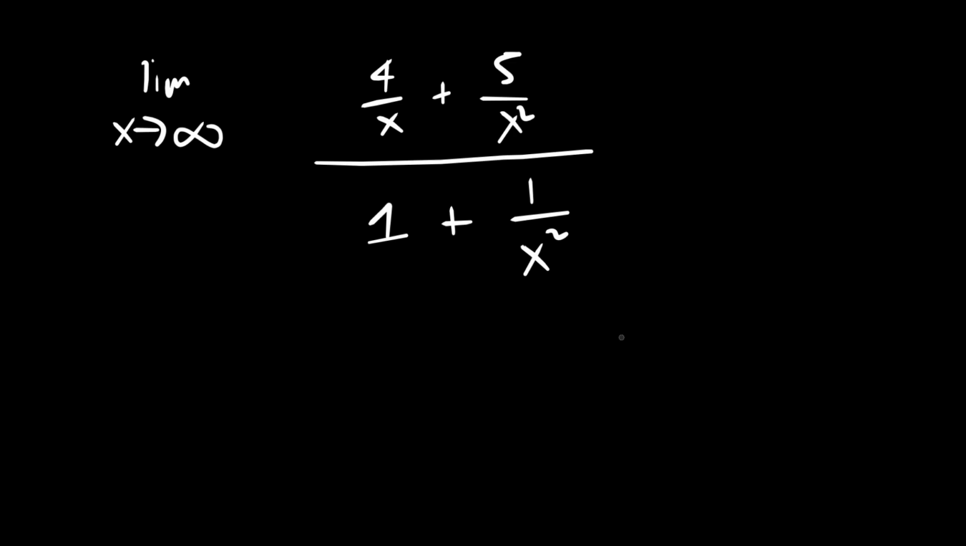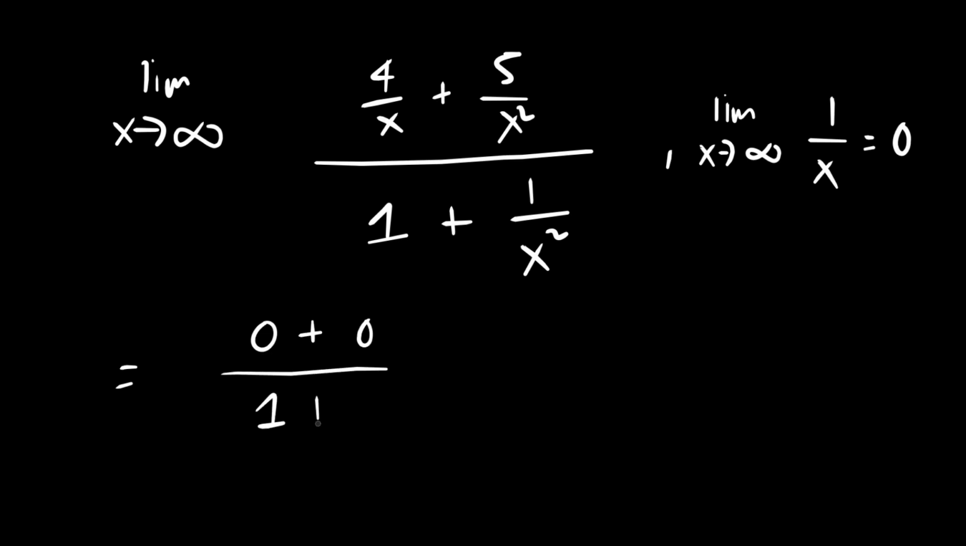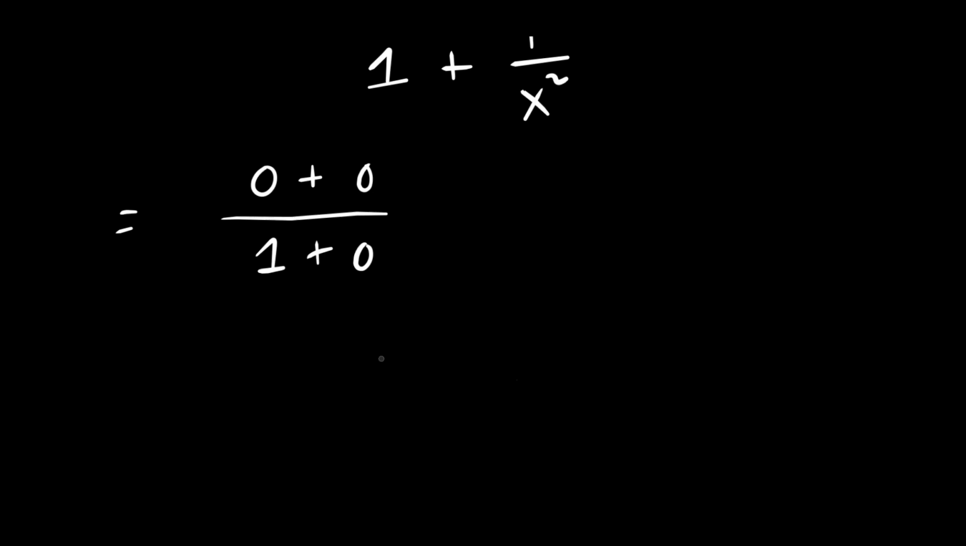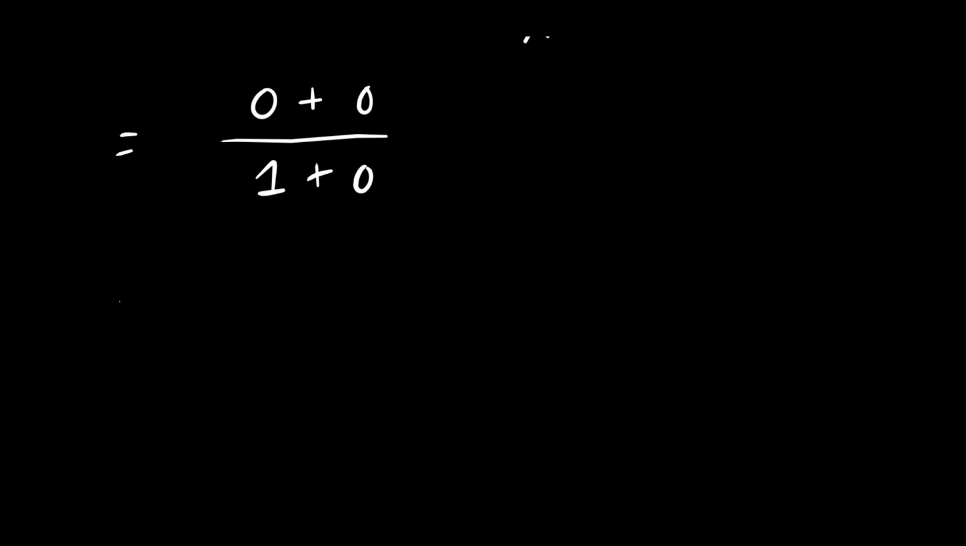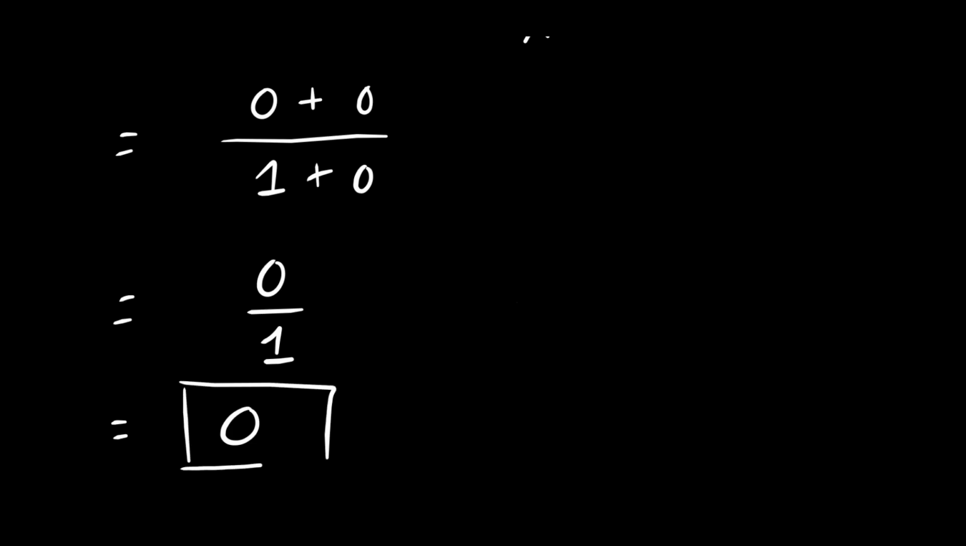So by applying the limit, as x approaches infinity, 1 over x is just equal to 0. So 0 plus 0 all over 1 plus 0. So by simplifying, we have 0 over 1. So 0 divided by 1 is just equal to 0. So this will be now our final answer.